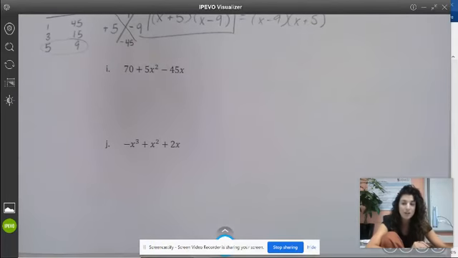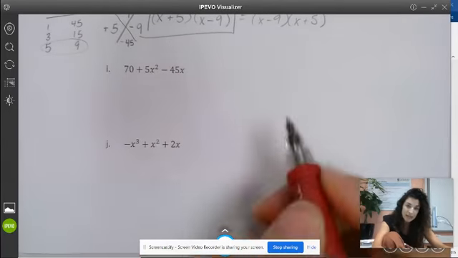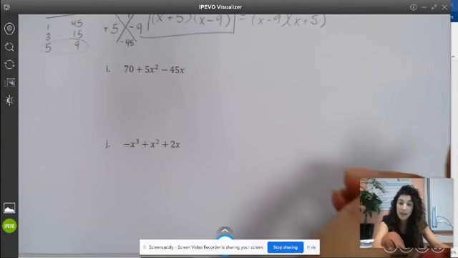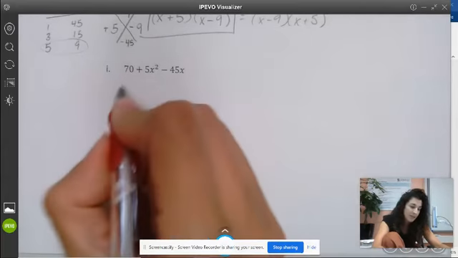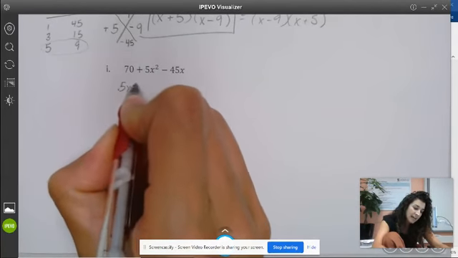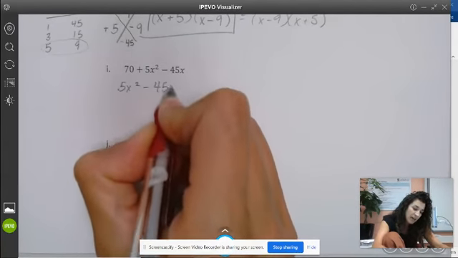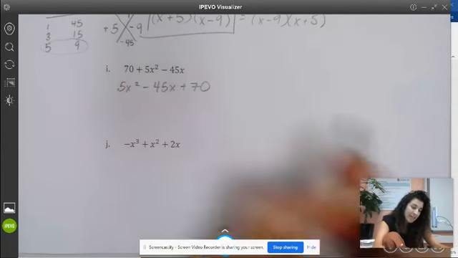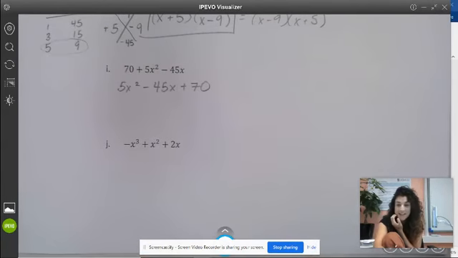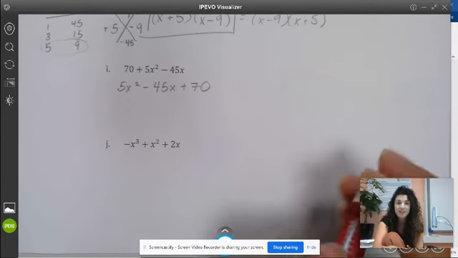Okay, so we've got a little bit trickier problems. First of all, with this one, you should make sure to reorder your problem so your x squared, or your highest exponent, is always in the beginning. So you've got 5x squared minus 45x plus 70. We have not talked about this yet today in notes with these practice problems, although we did talk about it at the beginning. We need to always make sure we look for the greatest common factor.